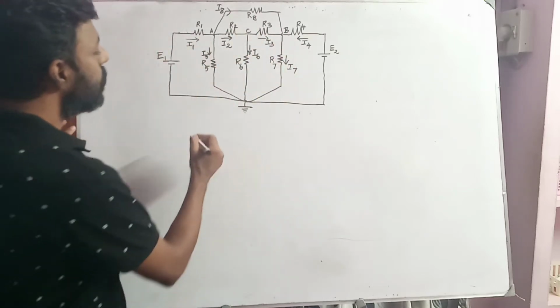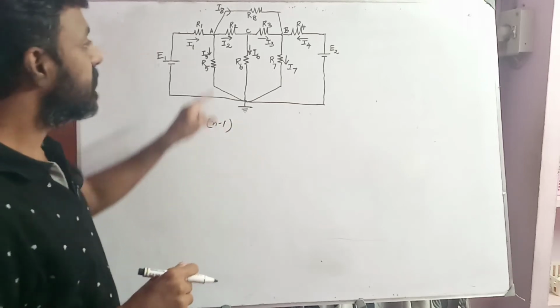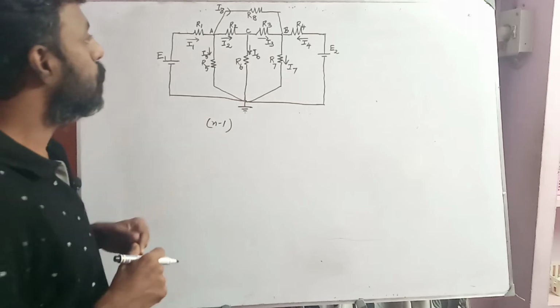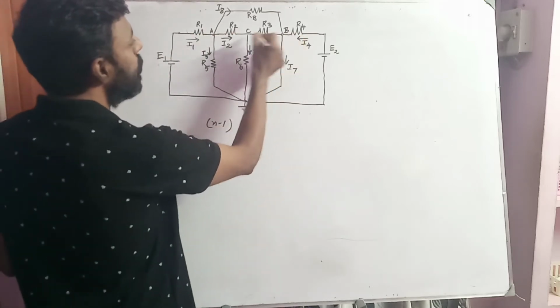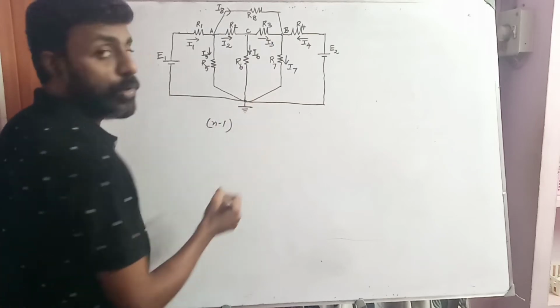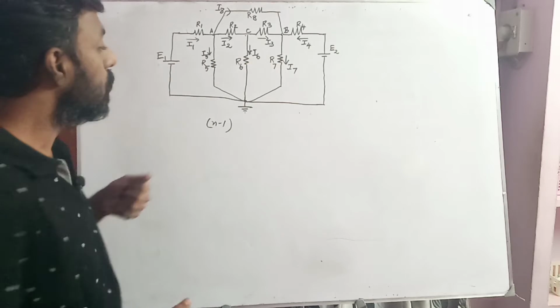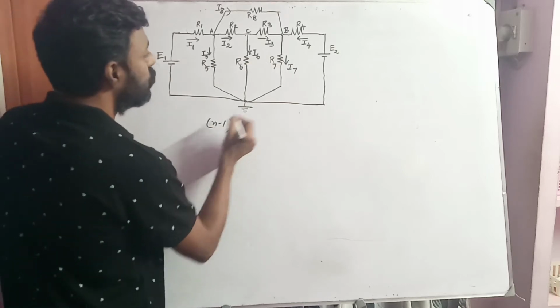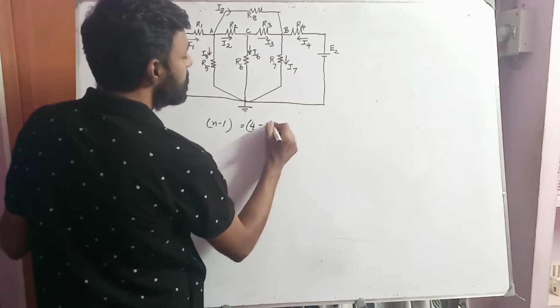So we have a formula called n minus 1. Here n is the number of nodes involved in this resistive network. So how many nodes are there? We have node A, node B, node C, and this is called the datum node. So altogether we have 4 nodes involved in this resistive network. So n minus 1, 4 minus 1, which is equal to 3.